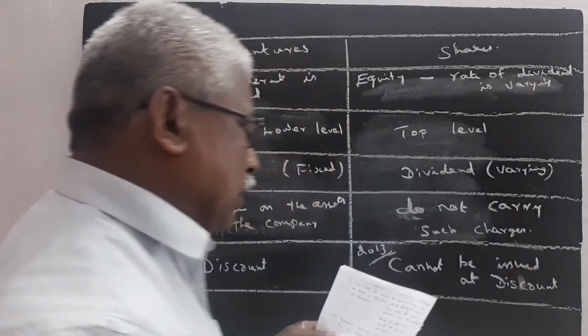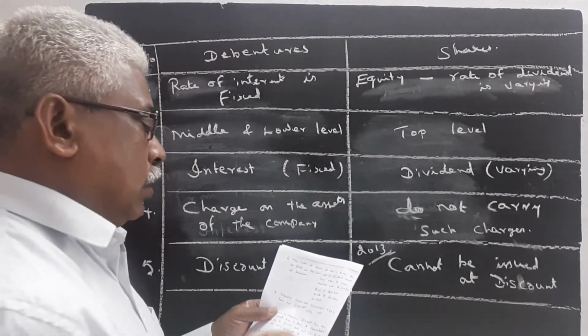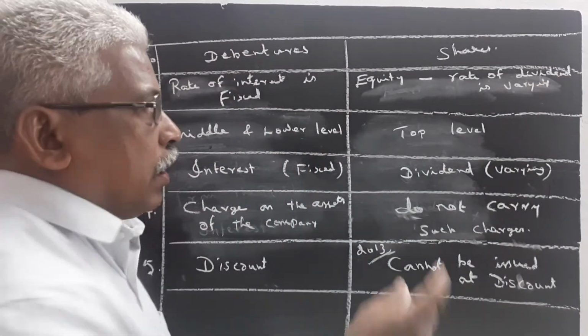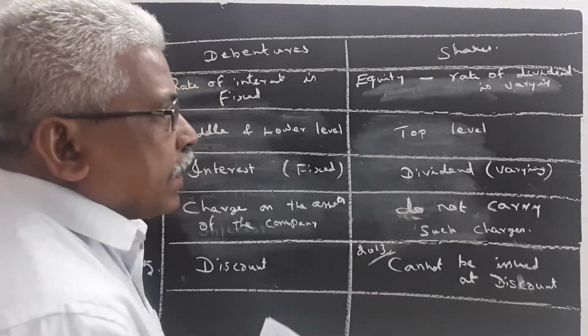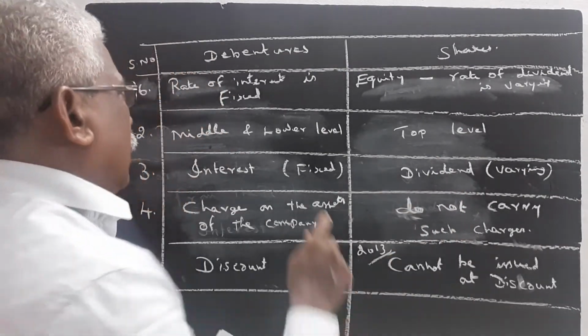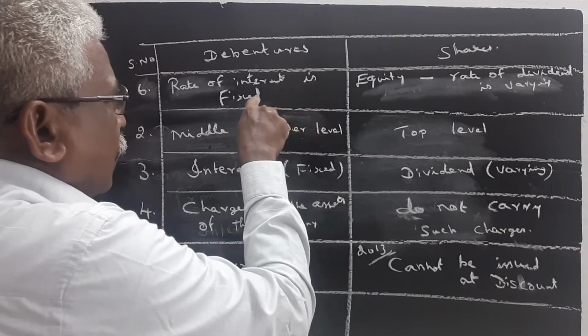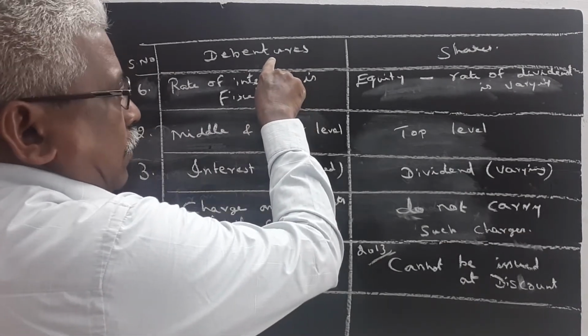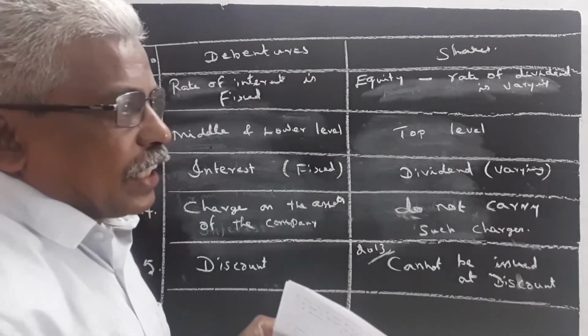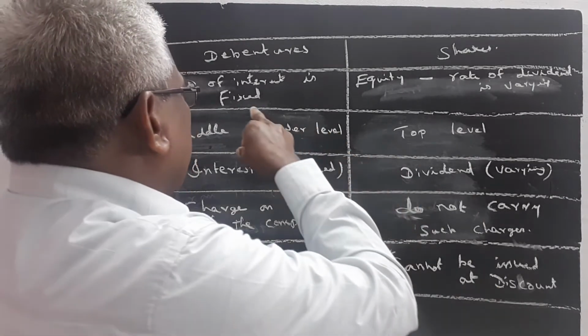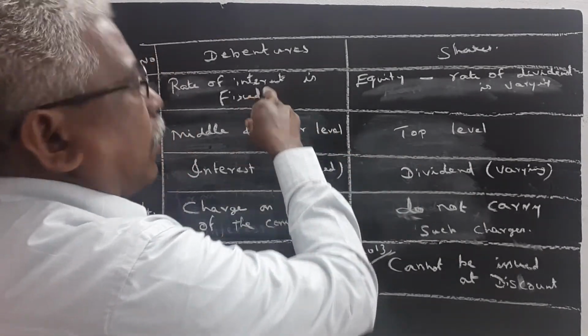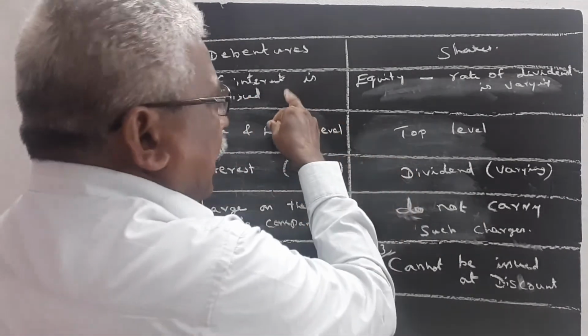But the preferential shares, depending upon the profit, are getting a fixed rate of dividend. That is a different thing. The rate of interest is fixed in the debenture. The board of directors cannot do anything for issuing or distributing interest.